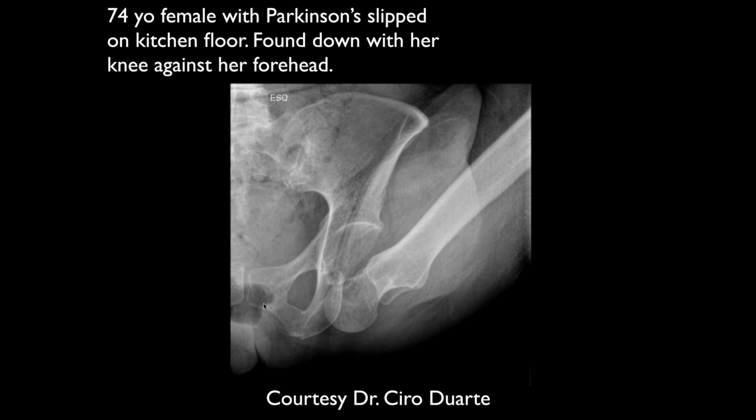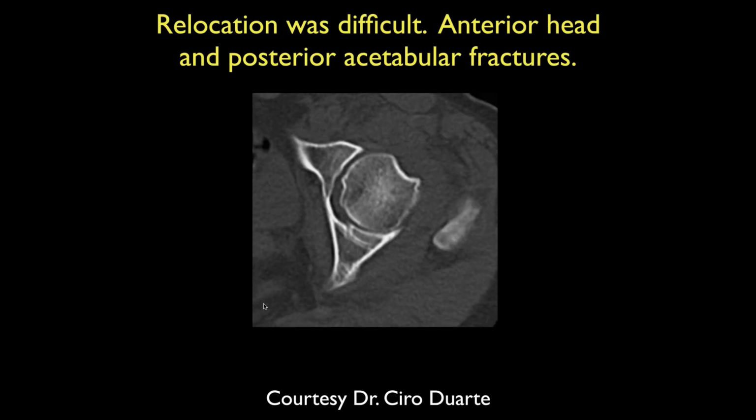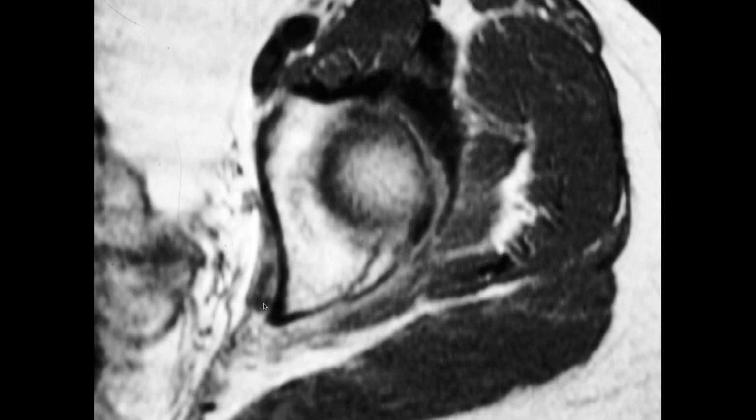Well, 74-year-old female with Parkinson's slipped on her kitchen floor, found down with her knee against her forehead. We see a dislocation of the femur inferiorly there. Relocation was difficult, anterior head and posterior acetabular fractures. Now it looks like it's back in the socket though. Here you can see a posterior acetabular fracture.